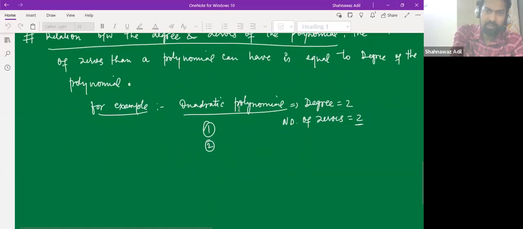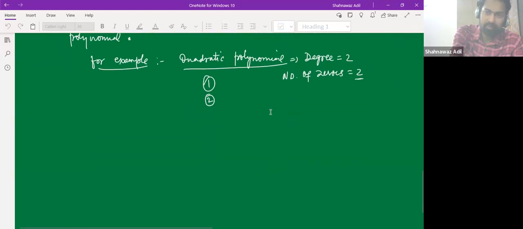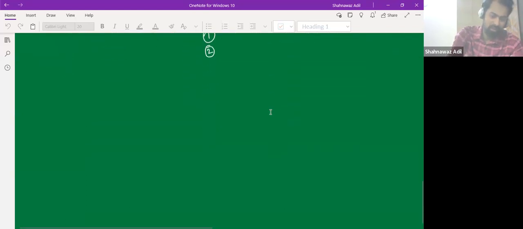Okay, so this part we understood in the last class: whatever the degree is, the maximum number of zeros would be equal to that. So if we have a quadratic polynomial, there would be two zeros, right? And then we understood about the graphical representation.